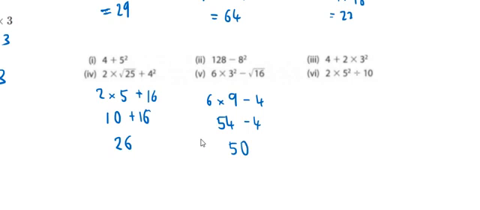Last one then, I'm going to do the indices first, so 5 squared is 25. 2 multiplied by 25 divided by 10. We should be doing division next, so if I do 25 divided by 10, that would be 2.5, and then multiplication, so 2 multiplied by 2.5 is 5.